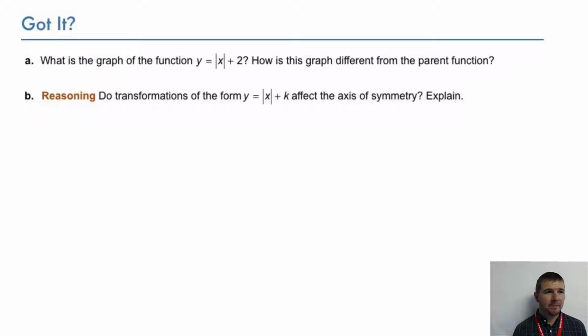Your turn, part A. What is the graph of the function y equals the absolute value of x plus 2? How is this graph different from the parent function? And part B, a reasoning item. Do transformations of the form y equals the absolute value of x plus k affect the axis of symmetry? Explain.